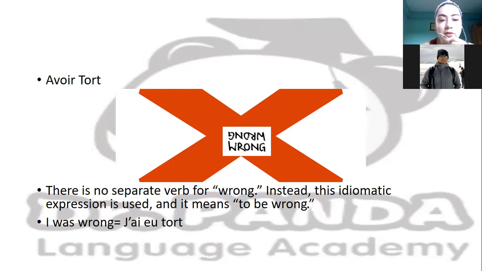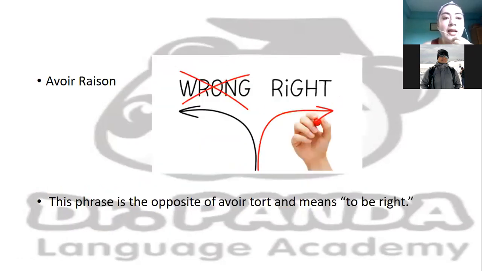Avoir tort. Very good. So there's no separate verb for wrong. Instead, this idiomatic expression is used and it means to be wrong. So for example, when you want to say I was wrong, you can say j'ai eu tort. Very good. Okay. Next, kabaliktaran naman ng avoir tort, it is avoir raison. Very good. So this phrase is the opposite of avoir tort and means to be right.